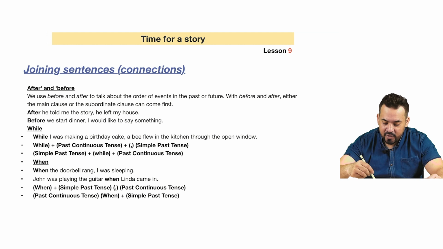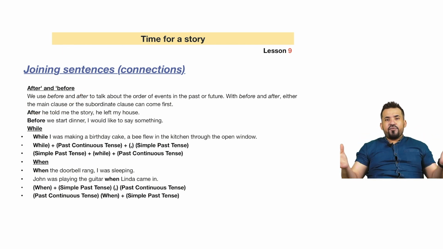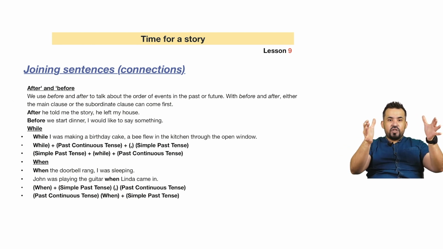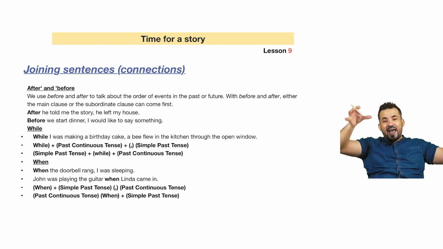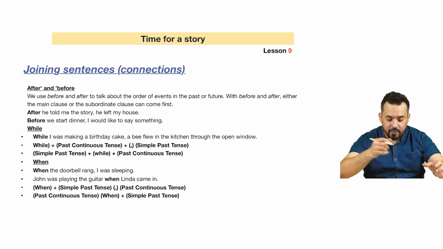Okay, so let's take a look at more conjunctions. Here we have after and before. So after and before are just tools to indicate the sequence of events. So we have an action, we use before to indicate what happened before this action took place, and we use after to show what happened after this action took place, right?